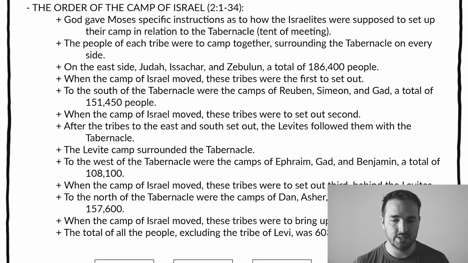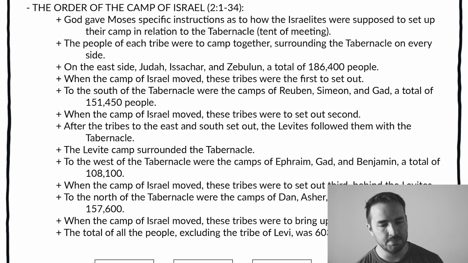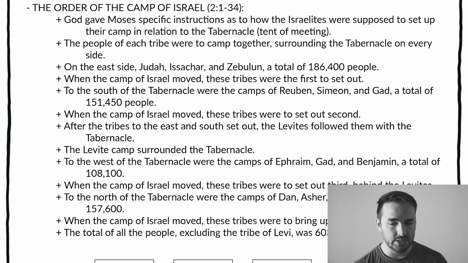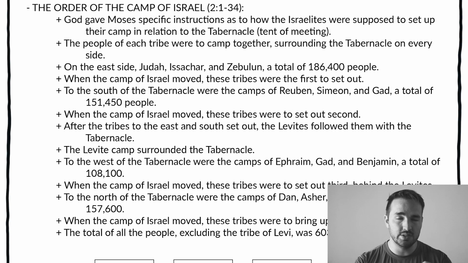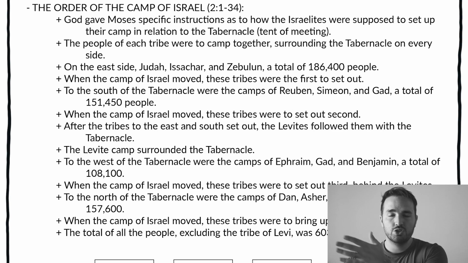Now to the south side. The south side, the camps of Reuben, Simeon, and Gad, 151,450 people. They were supposed to set out second, right after the people on the east side. After the tribes on the east and the south side had set out, the Levites were supposed to follow them with the tabernacle structure and all the furnishings that went with the tabernacle. So the Levites camped in the middle of all of the camp of Israel. They surrounded the tabernacle.